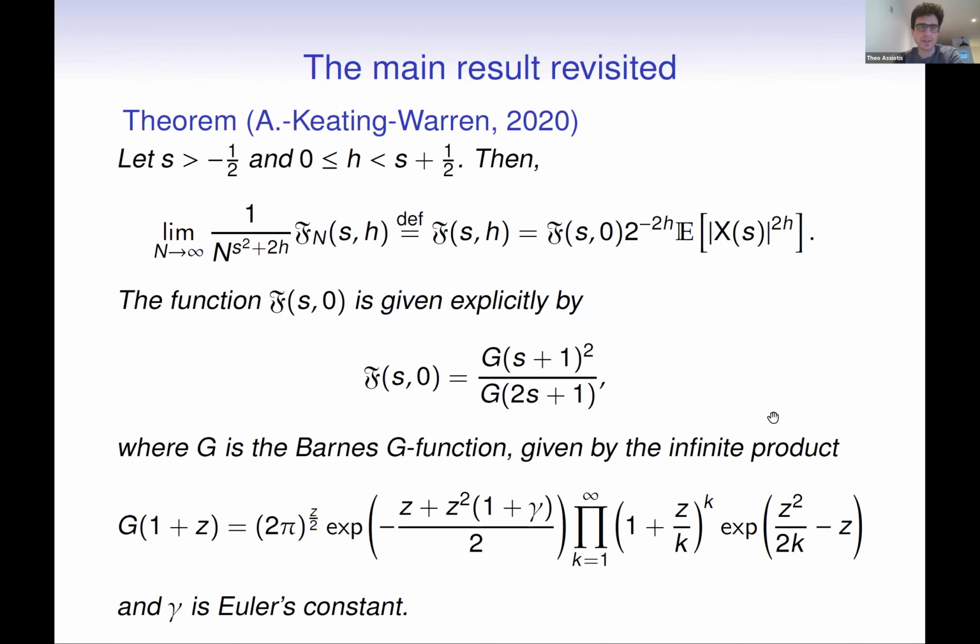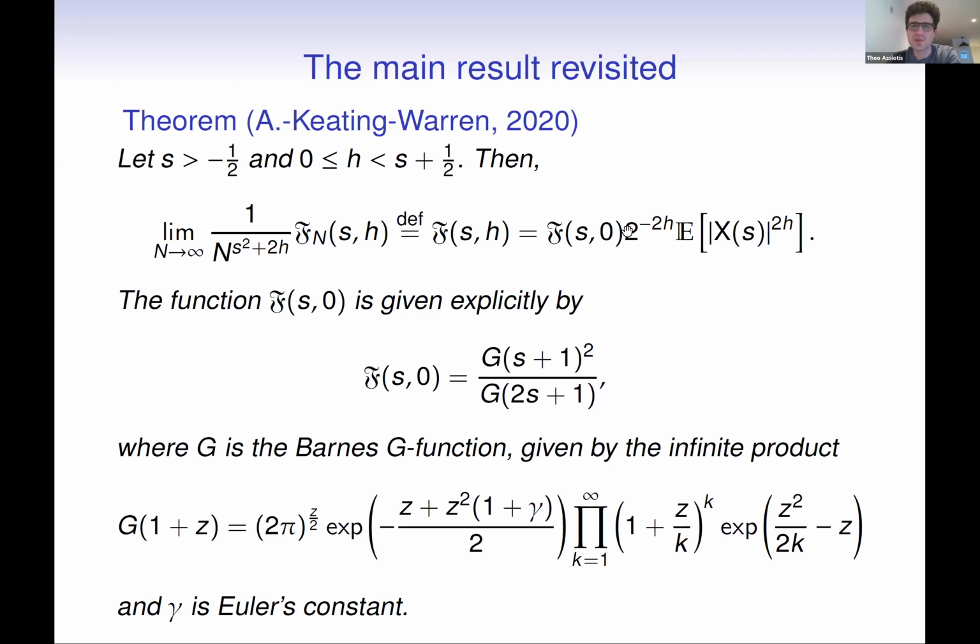So this is the theorem. So we have this limit, and this is given explicitly as f at 0. Okay, as I said earlier, this is completely explicit in terms of the Barnes G function. I'm just giving you some formula here. So yeah, this was well known. And then we basically have the 2h moment of the absolute value of this random variable X_s.